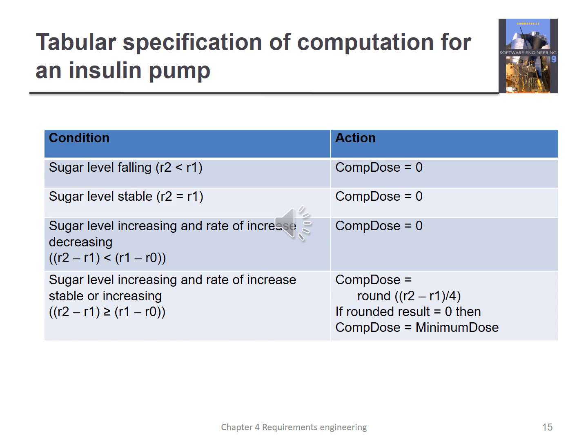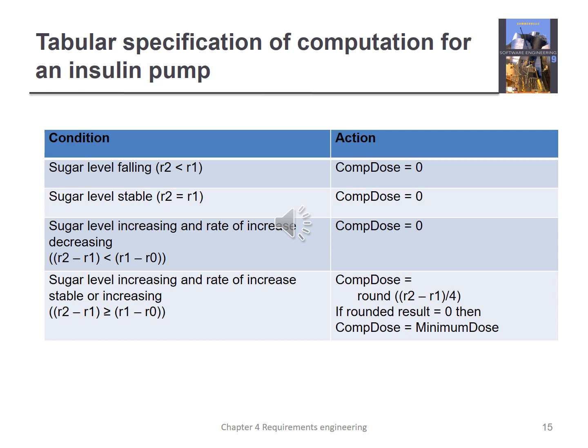What's the condition and what's the action? If sugar level falling, this means if R2 less than R1, then compute dose equals 0. Else, if sugar stable, if R2 equals R1, then etc. So this is an explanation. What we had in the action in the previous example, we put in a table.